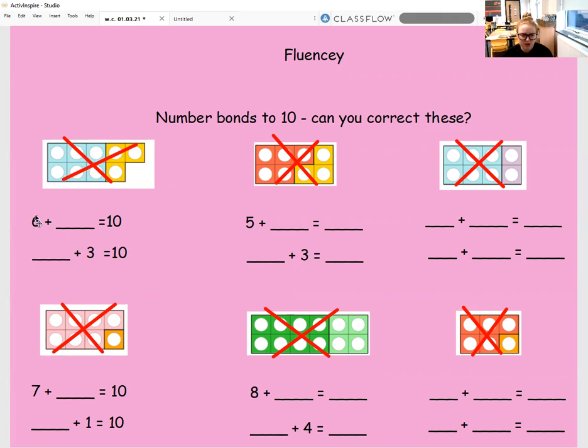So correct it. The first part says 6 plus how many more equals 10, and what should it be? It should be how many plus 3 more equals 10. Spend some time doing this now. You can copy it off the screen. You can download this from the school website, or you can pick up a paper copy from school and send it in if you want us to have a look at it.